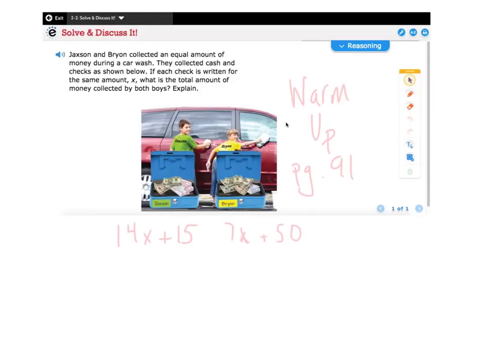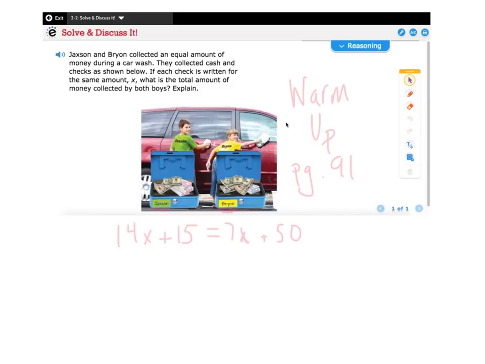I think x is going to be the value of each check. It tells us that all the checks are for the same amount. We don't know what that is, but we know how many checks each boy has, so that's what we're going to use x for. The relationship between their earnings: they collected the same amount of money. So the amount of money that Jackson collected is equal to the amount of money that Brian collected.